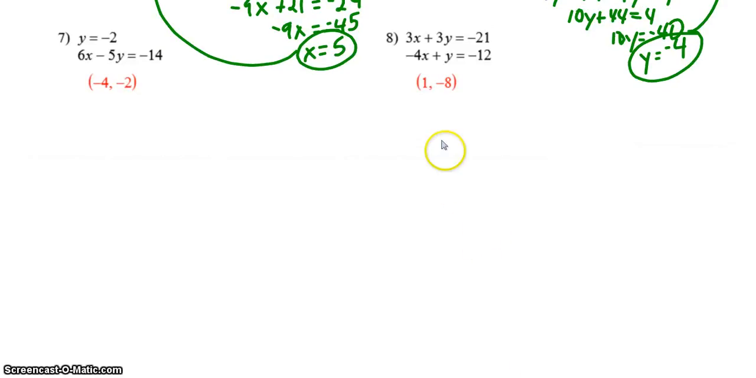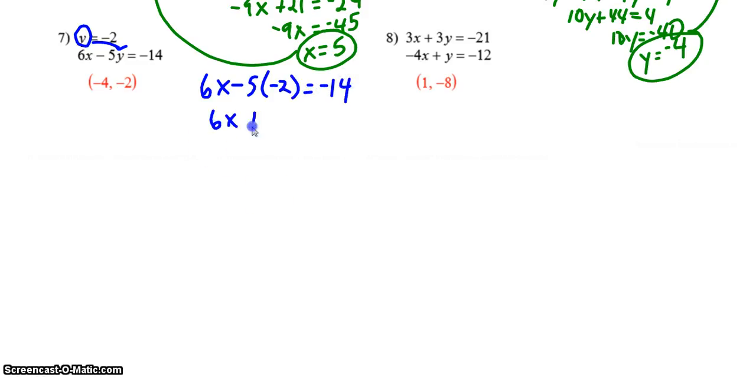Now, in number 7, y is already solved for us in the top case. So again, we're going to use that. And y equals negative 2. So I'm just going to plug that in to my second case. So 6x minus 5, parentheses, negative 2 equals negative 14.